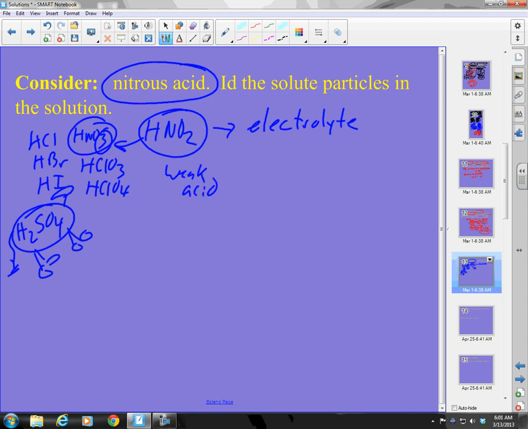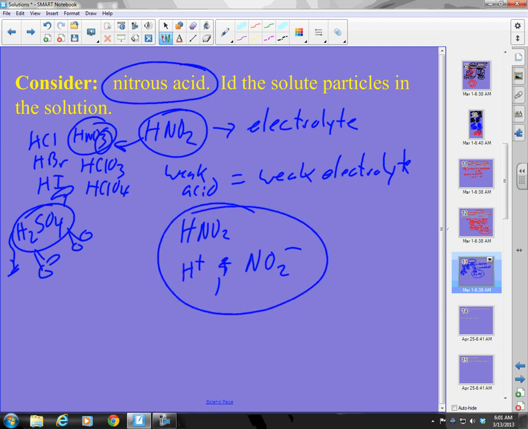If it's a weak acid, that means it is a weak electrolyte. And if it's a weak electrolyte, that means the molecule HNO2 plus the hydrogen cation plus the nitrite are all in solution. So what solute particles are in solution? HNO2, H plus, and NO2 minus.